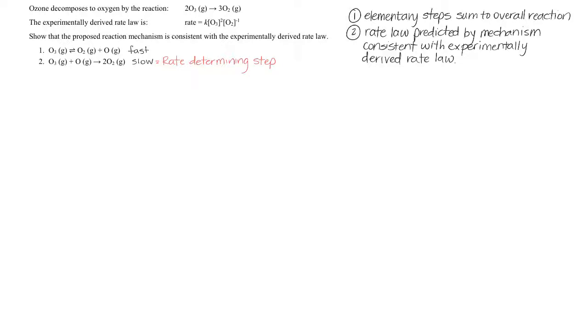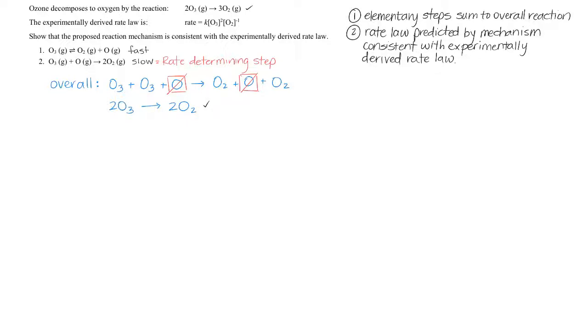Let's add the steps of the reaction mechanism to find the overall reaction. Remember that when adding reactions, all species on the left side of the arrows stay on the left, and all species on the right side of the arrows stay on the right. I can cancel out species that occur on both sides and combine like terms. The steps of the reaction mechanism do indeed sum to the overall reaction, and so the first condition is met.